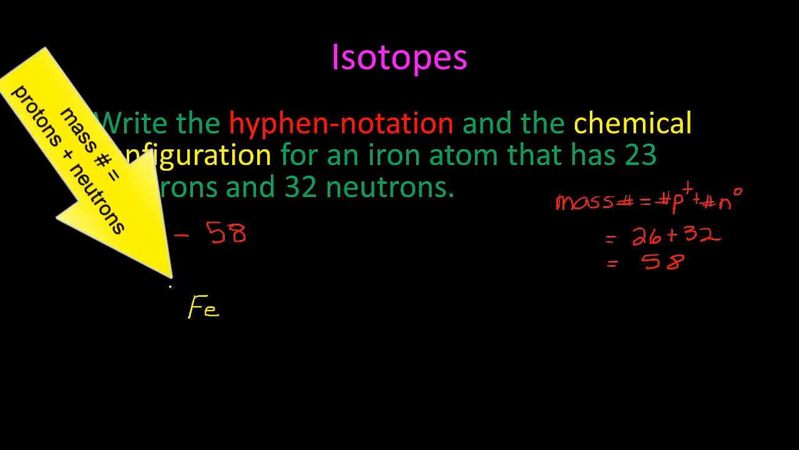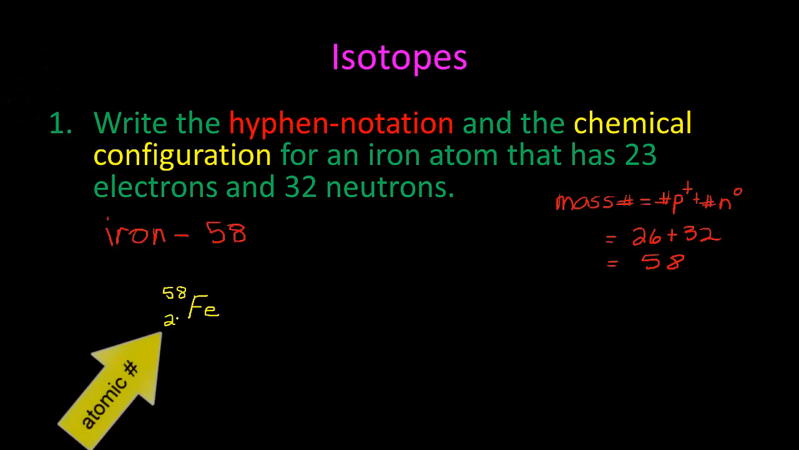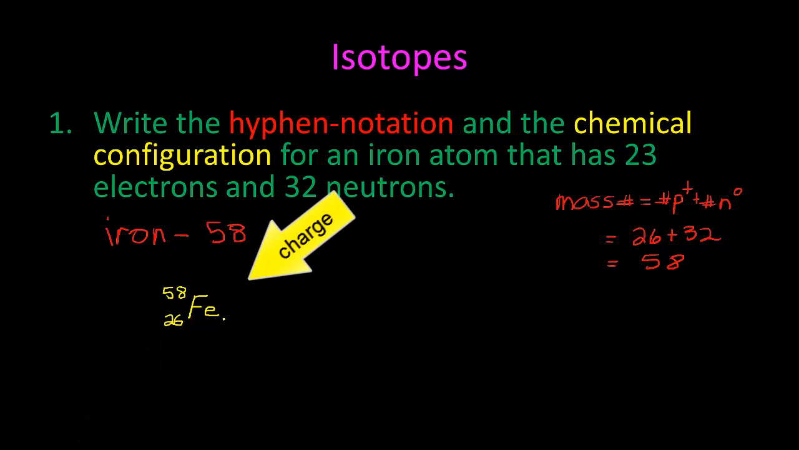And then in the upper left-hand corner, we put our mass number, which we've already calculated is 58. Bottom left-hand corner, we put our atomic number, which we've already looked at and saw that it was 26. Now up here at the top, we put the charge. In order to find the charge, we have to find out how many electrons it has. And it says it has 23 electrons.